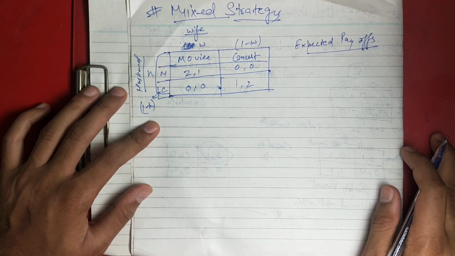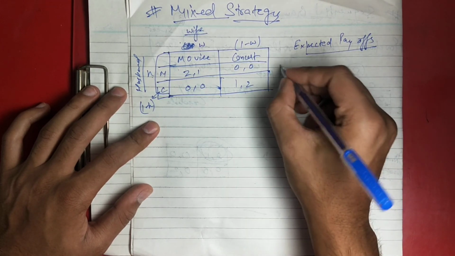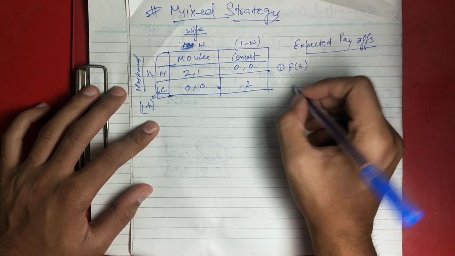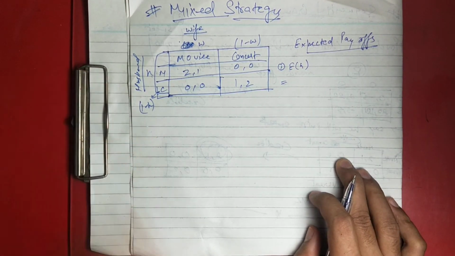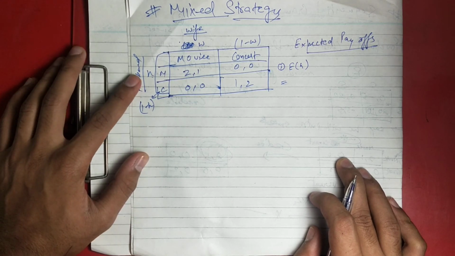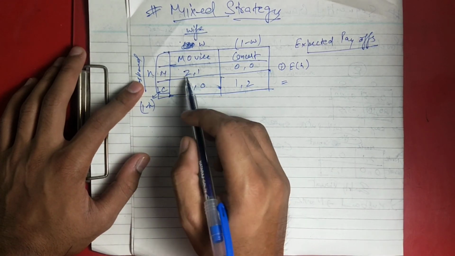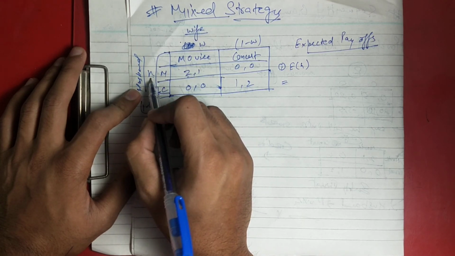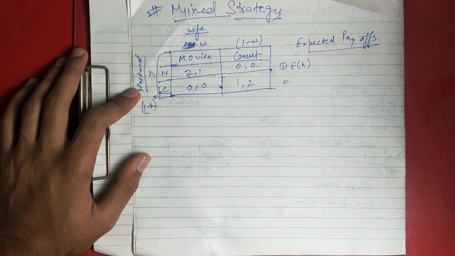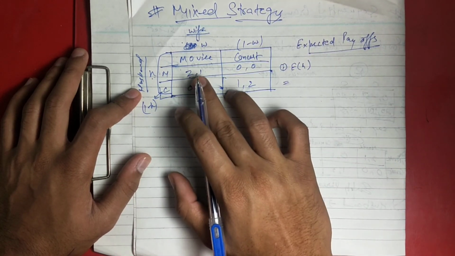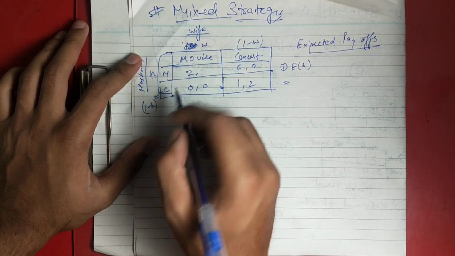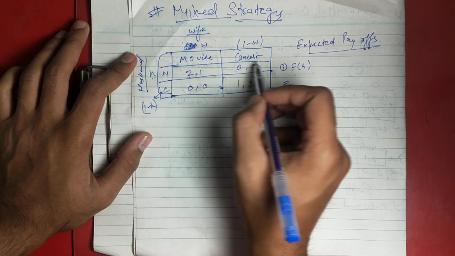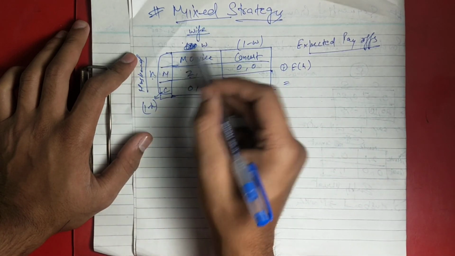Okay guys, so first we take the expected payoff for the husband. I'll tell you what it will be equal to. First, the husband will go to the movie with probability H, and the wife will go to the movie with probability W. Since we are taking the husband first, we take the first outcome and multiply it by both the probabilities.